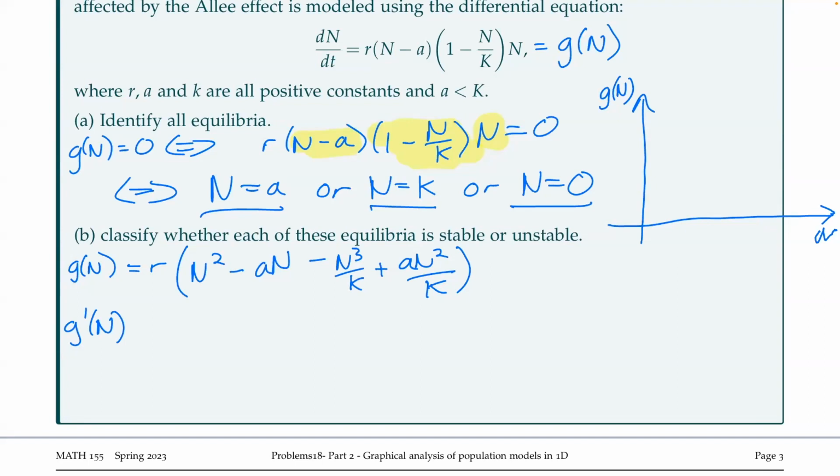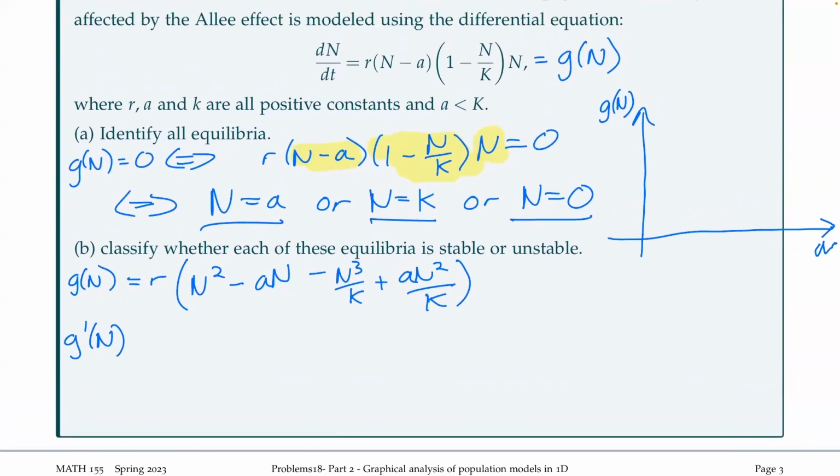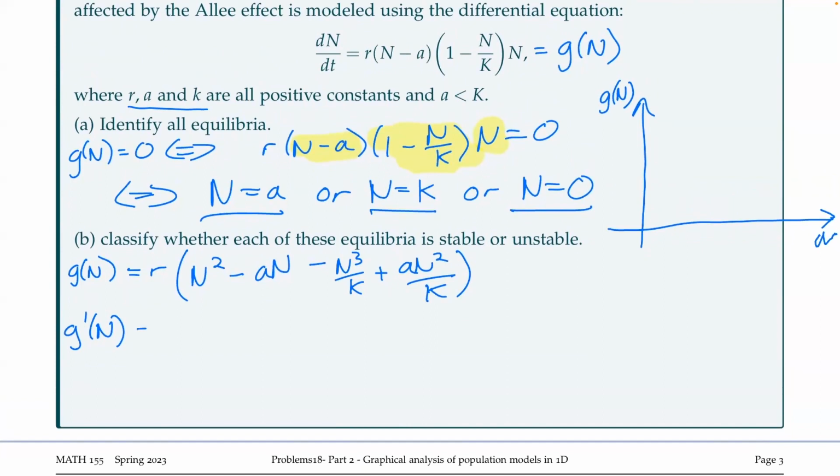Okay, let's run through this one. So remember, we had 3 equilibria. n is equal to a, k, or 0. All of our constants here, r, a, and k, are all positive. And I just expanded the brackets out here from our function above. This here is just the same as this, but expanded out. That makes the differentiation a little bit easier.